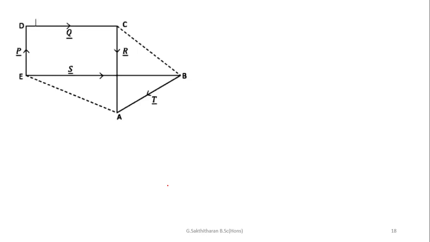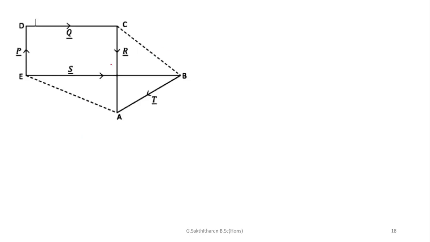Sir, the dotted lines show which direction? They are only lines. They are not vectors.